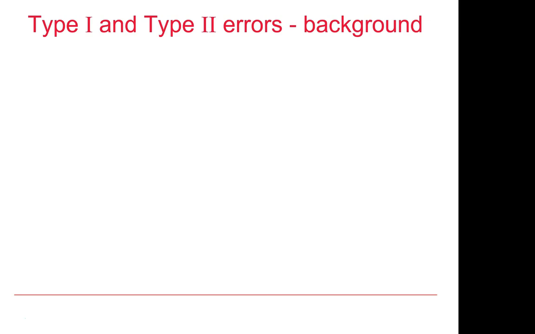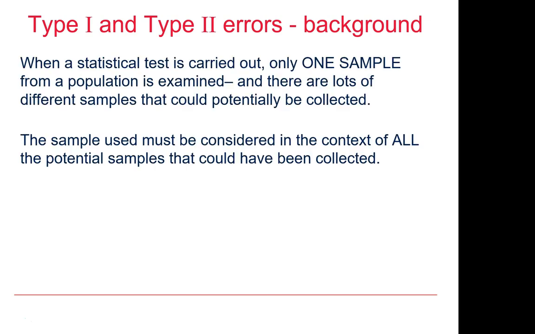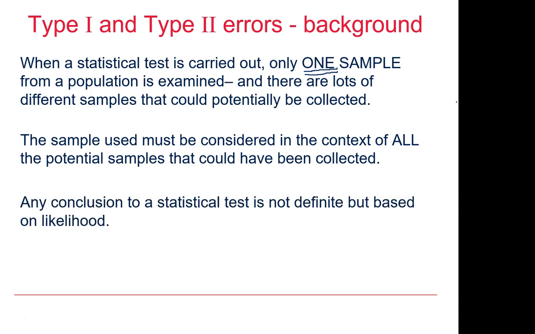So first of all, when we carry out a hypothesis test, we're making a decision on a population parameter based on just one sample of the very, very many potential samples that could have been collected from our population. Therefore, any conclusion we come to must be considered in the context of all the possible samples that could have been collected, and the fact that we're only looking at evidence based on just one of those possible samples.